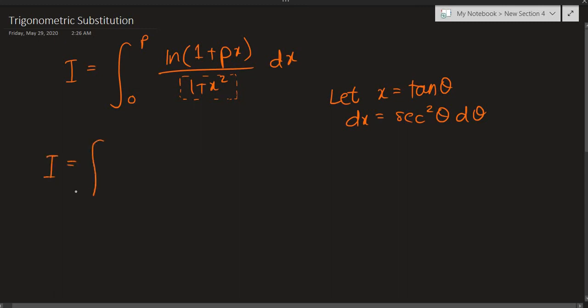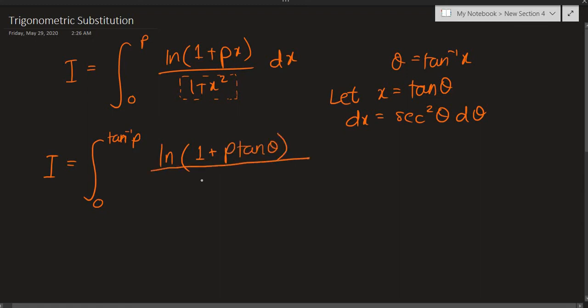So our I is now an integral where theta is nothing but inverse tangent of x. When x is 0, inverse tangent of 0 is 0, so theta is also 0. When x equals p, we have theta equal to inverse tangent of p. So the integral is from 0 to inverse tangent of p of the natural log of 1 plus p times tan theta in the place of x, divided by 1 plus tan squared theta, and dx is nothing but secant squared theta d theta.